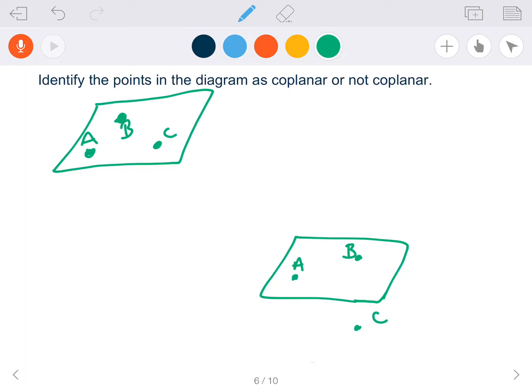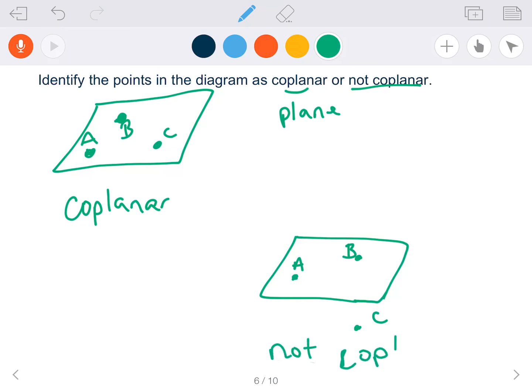Identify the points in the diagram as coplanar or not coplanar. In the middle, we have that word plane. Coplanar meaning points that are in the same plane. Not coplanar would be points that are not in the same plane. Diagram 1, those points are coplanar. In diagram 2, those points are not coplanar.